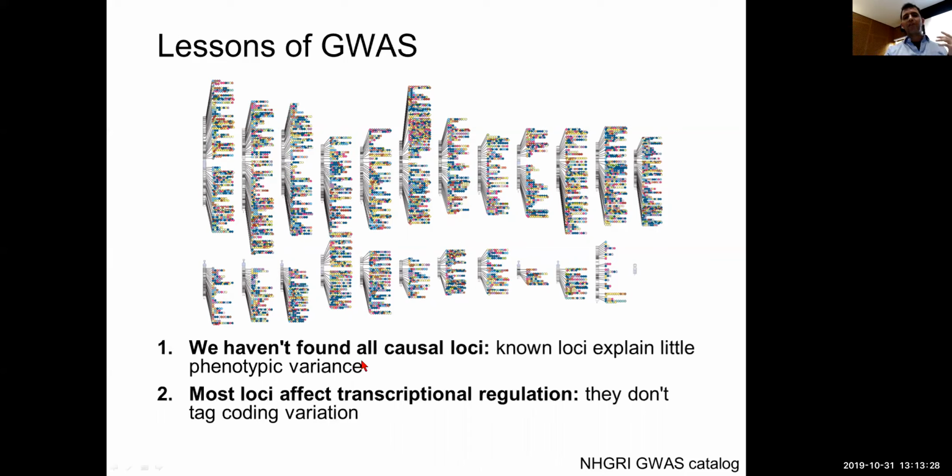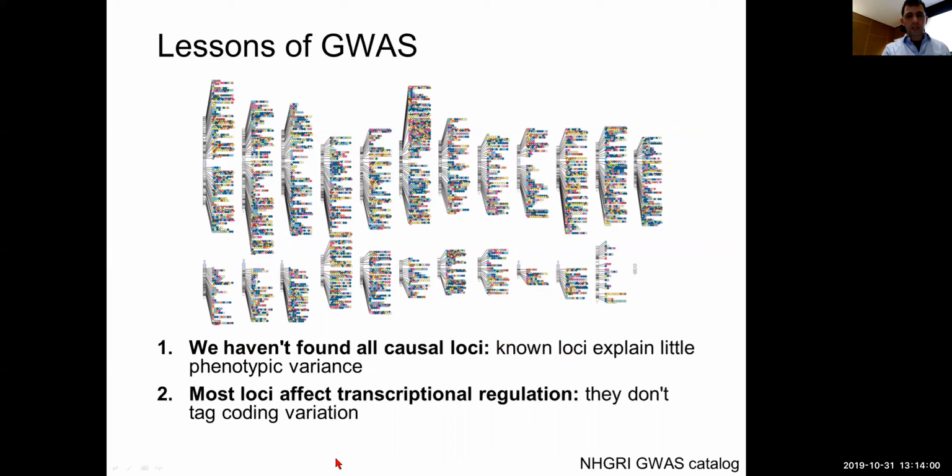We've basically learned that we haven't even begun to close the loop on GWAS. That basically the tail of discovery is extremely long. And the more individuals we're finding, the more individuals we're profiling, the more loci we're gonna be finding, okay? So part of the challenge is that the known loci explain very little of the phenotypic variance. And today we're gonna develop a mathematical toolkit to be able to explain that systematically.